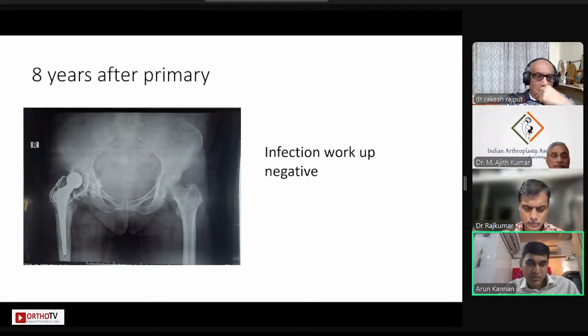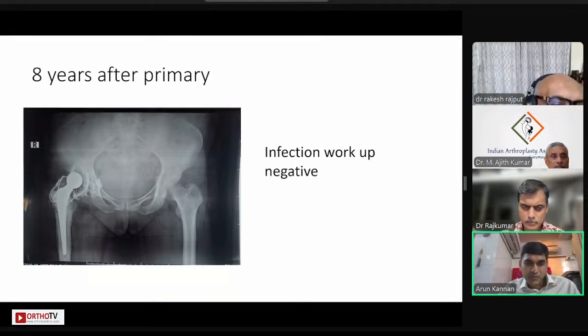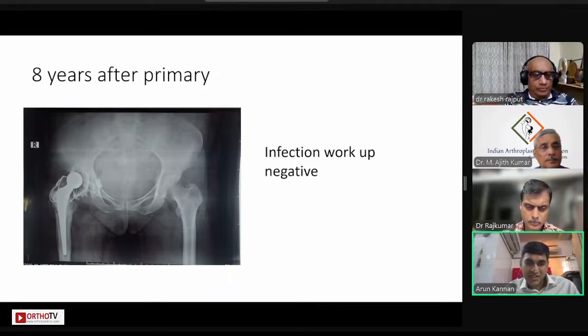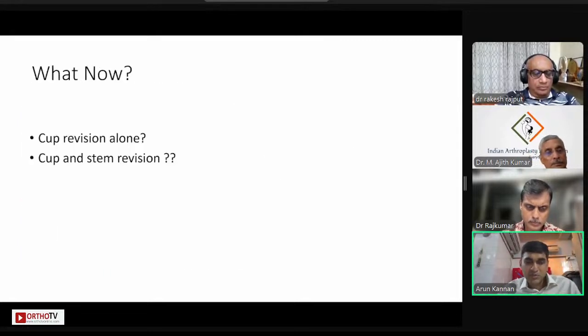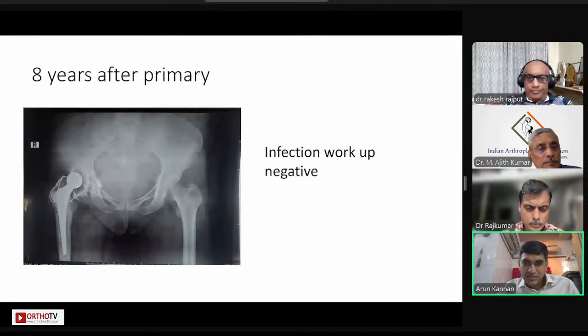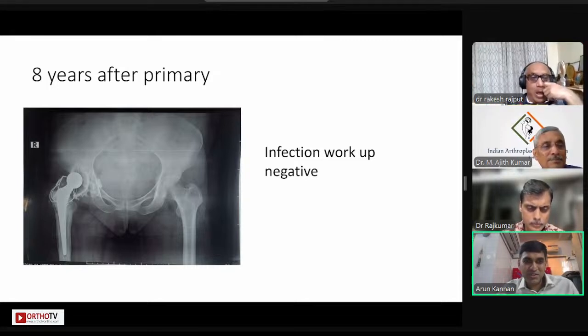So the infection workup was negative and the cup was loose. At this stage, I had suggested revision for her, but she went elsewhere. I did not have a CT of her at this stage. The questions are whether to revise the cup alone or to revise the cup and stem. Let's go back to the X-ray. Would you revise both the cup and stem? No, because I had suggested.